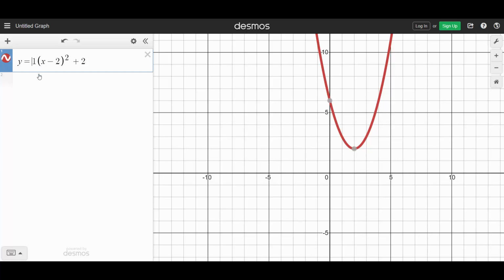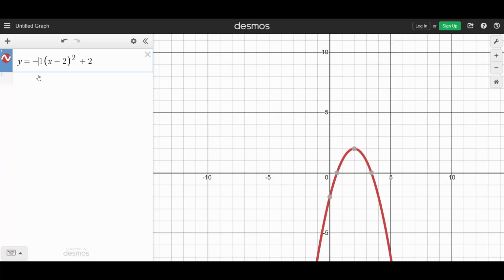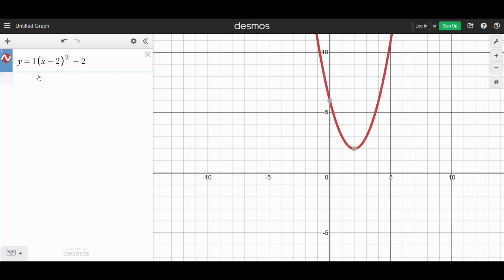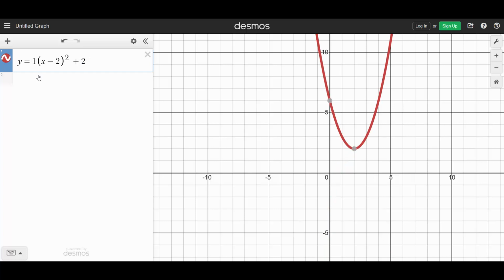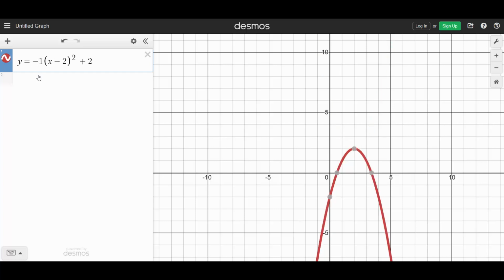And the way you do that is you take this a value and you just put a negative on it. All right, so notice how I put that negative in there. Now I took it away and it's going up. So it's a positive 1, it's going up. Negative 1, it's going down. Positive 1 goes up. Negative 1 goes down.